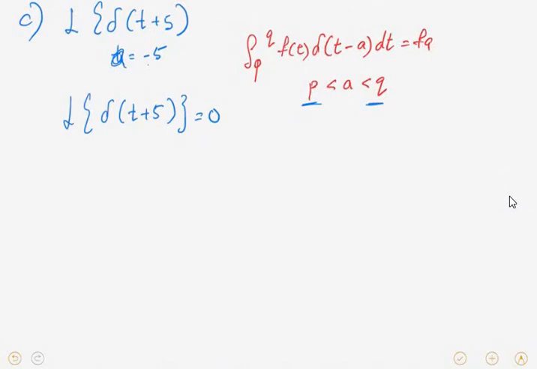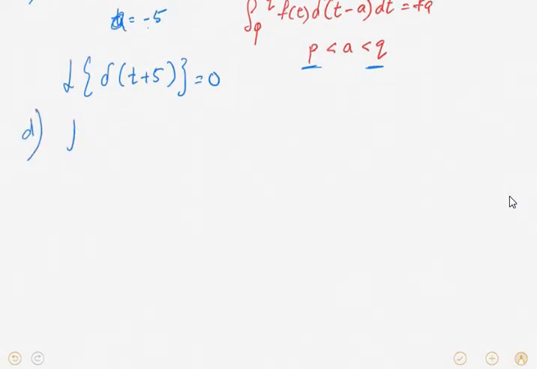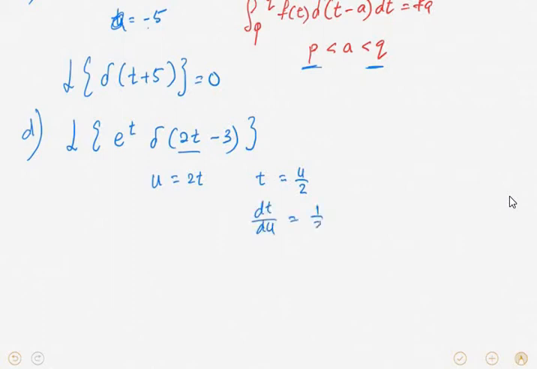Okay, next. If you have the Laplace transform of e to the t times delta(2t minus 3). Again, we are dealing with delta(2t minus 3), so we use the substitution method. We assume that u is equal to 2t, so t is equal to u over 2. We differentiate, so you have dt over du, and you will obtain half. To find the limits, when t equals 0, u will equal 0. When t equals infinity, u will also be infinity. This is for the limits.